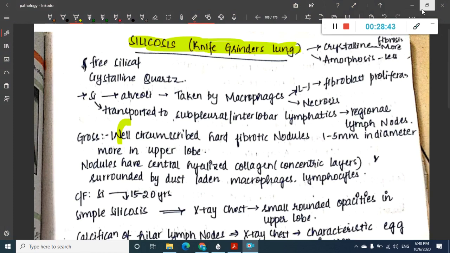Okay, Knife-Grinder's lung. So this silicosis, there are two different types of silicosis. One, we have the crystalline type of silicosis, and the other we have the amorphous type of silicosis. Crystalline type of silicosis shows more fibrosis, whereas the amorphous type of silicosis shows less fibrosis. So this silica can be free silica or crystalline silica.